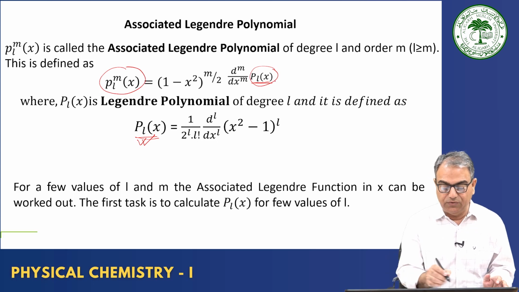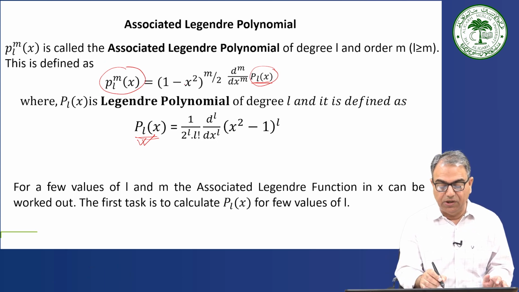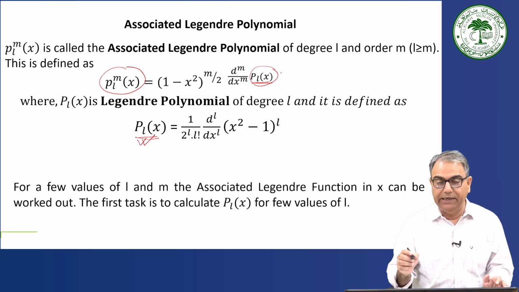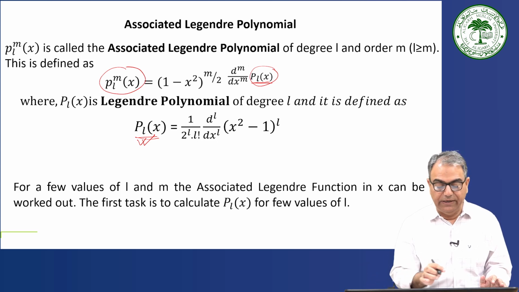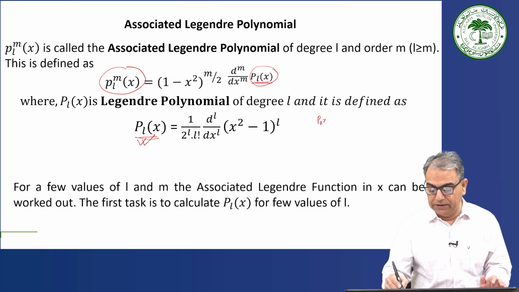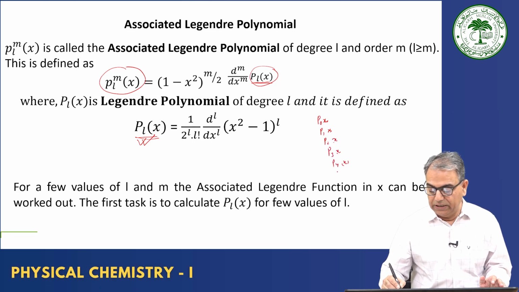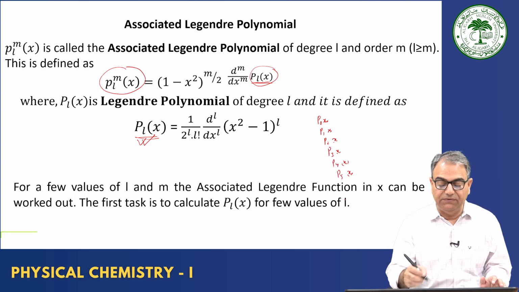The only basic equation is this one. PLMX is equal to 1 minus x square to the power m by 2, d^m divided by dx^m PLX, where L and M are integers 0, 1, 2, 3, nothing else. Okay. So first thing which you do is you calculate all PLX. So you calculate P0x, you calculate P1x, you calculate P2x, you calculate P3x, P4x, P5x, all these calculations you do. And thereafter, for a specific value of M, you can find out P00, P01, P02 and so on. Okay.